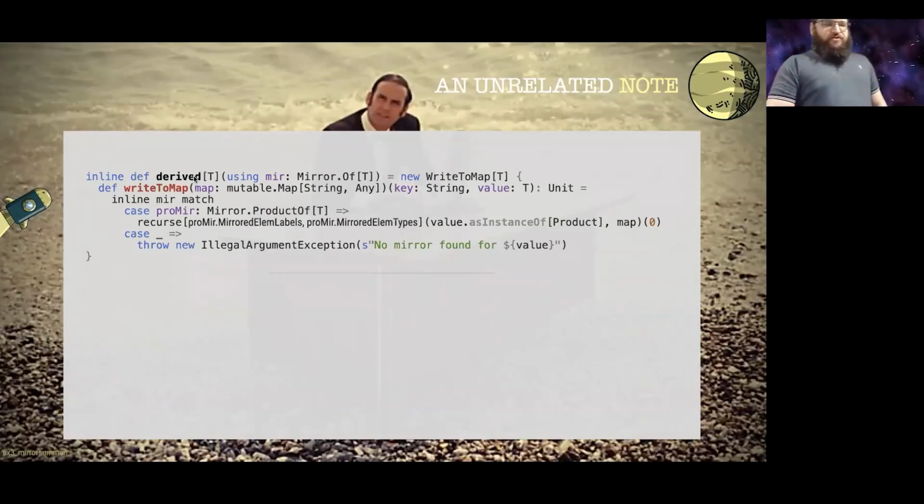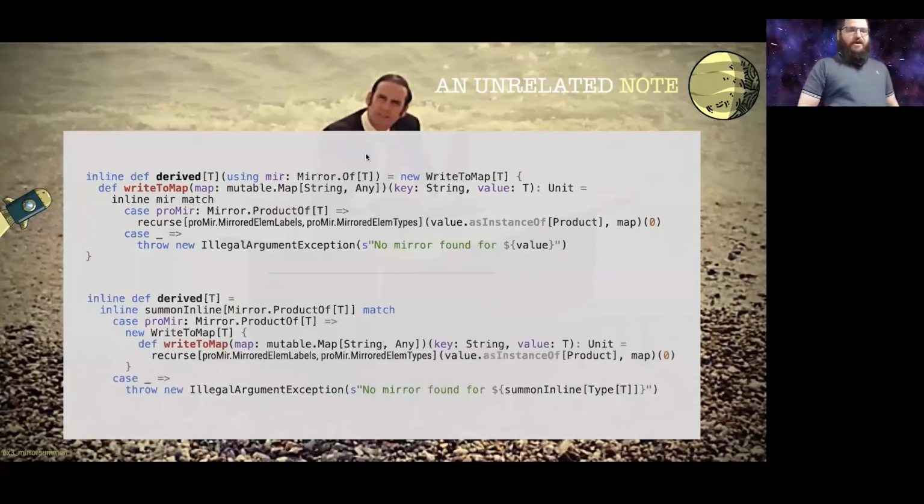So here's our derivation function. This is the fundamental thing that does our type class derivation. And we sort of assumed that there's this mirror attached. And then we said person derives something, person derives write to map or whatever it is. But you don't actually have to do that. That's not strictly necessary.